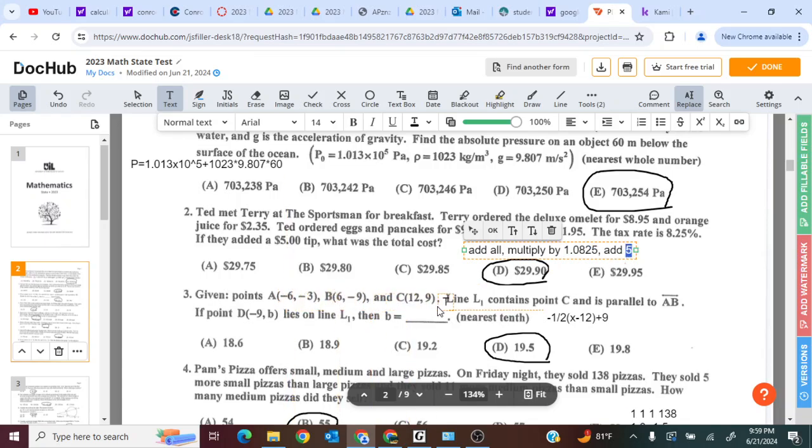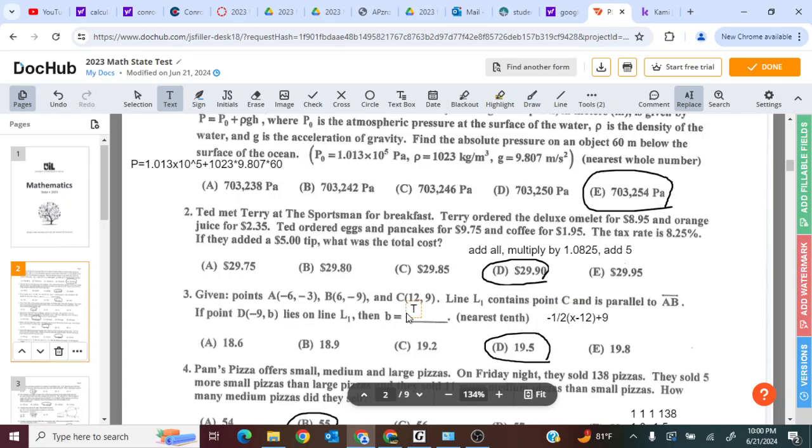Number 3. Given these points, L1 contains point C and is parallel to AB, and find this point on L1. Okay, so if it's parallel, it means it has the same slope as AB. AB goes down 6 and to the right 12, so a slope of negative 6 over 12 or negative 1/2. And since you know it has to contain this point, you can do point slope form where you simply do x minus that point plus the y value, and it's guaranteed to have that point. If you do that and plug in -9, you get 19.5.